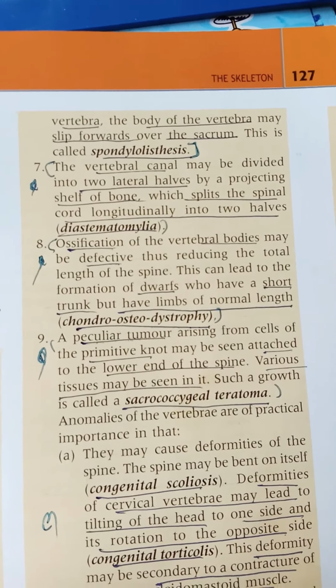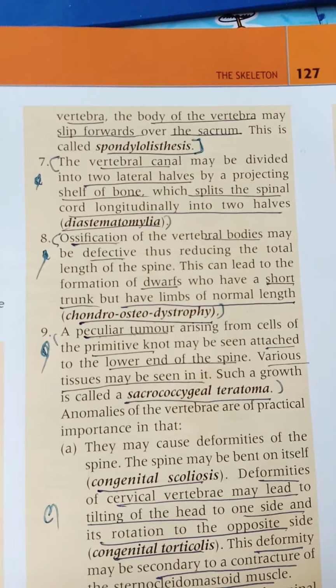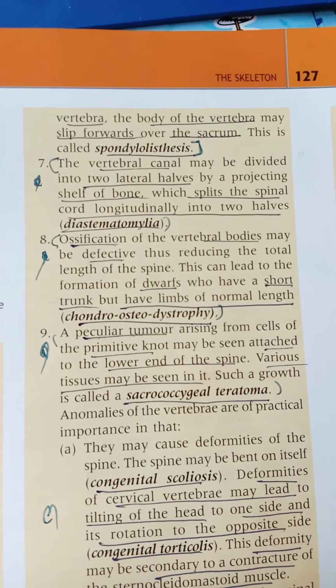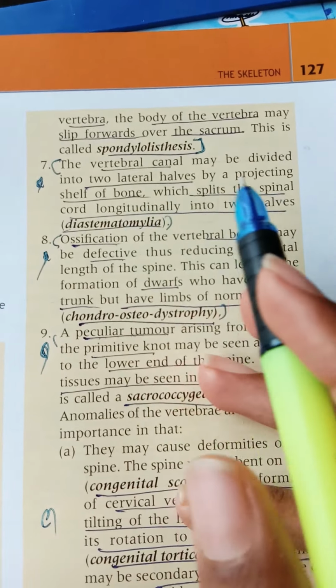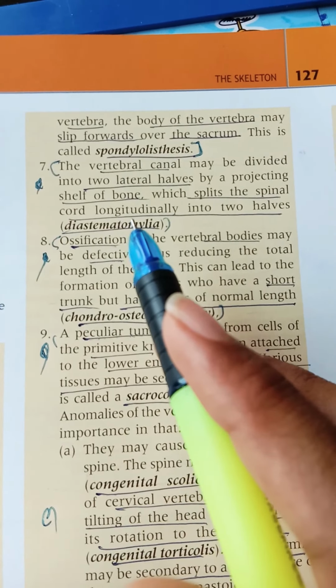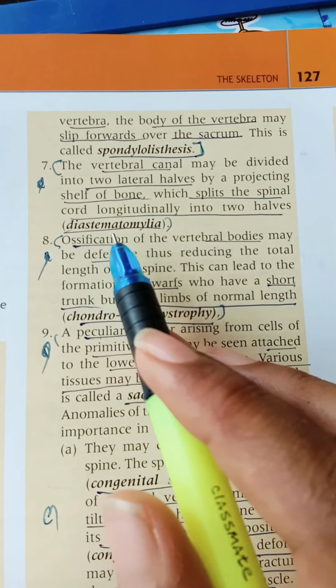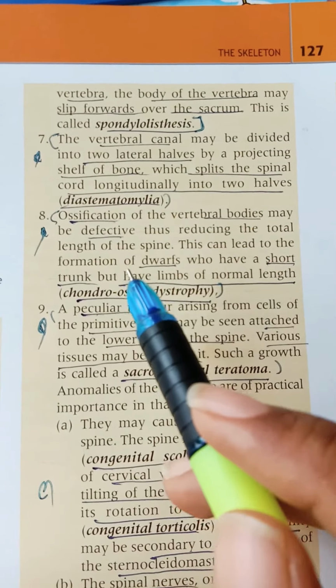Then this is known as spondylolisthesis. And the vertebral canal may be divided into 2 lateral halves by a projecting shelf of bone which splits the spinal cord longitudinally like 2 halves. It is called diastematomyelia.